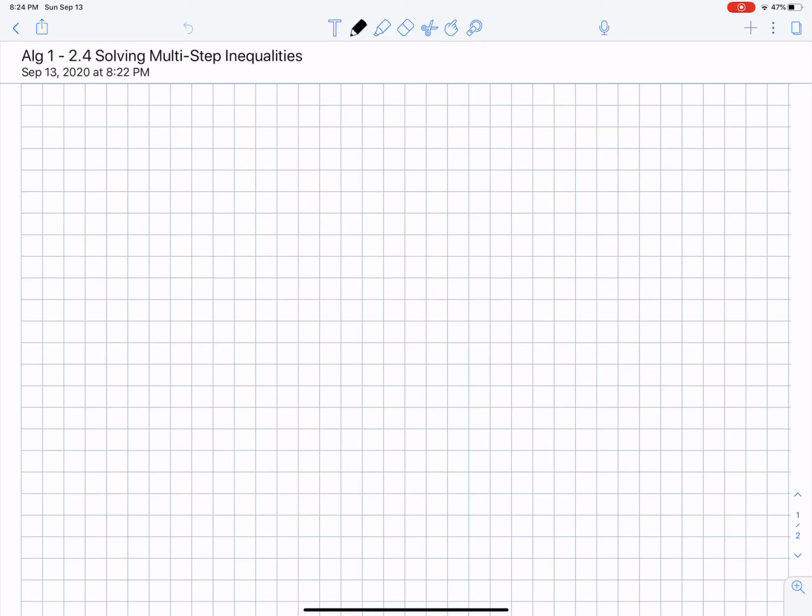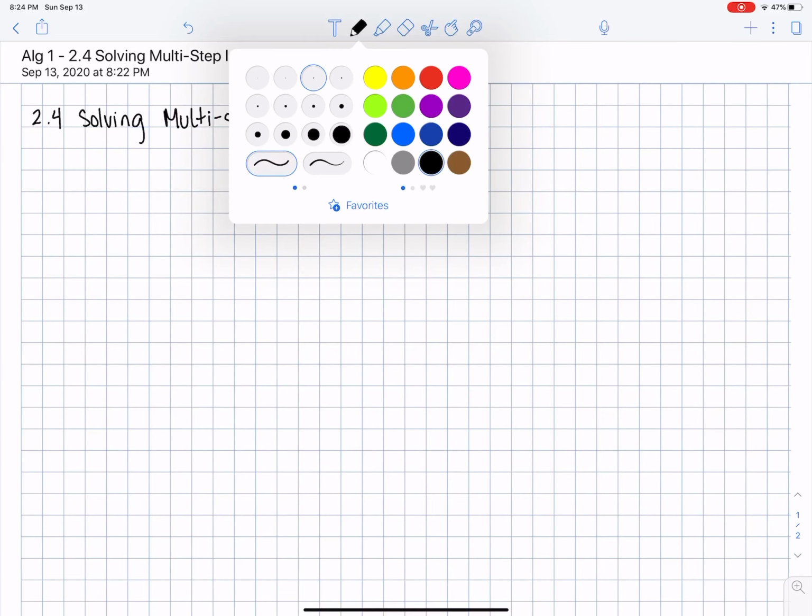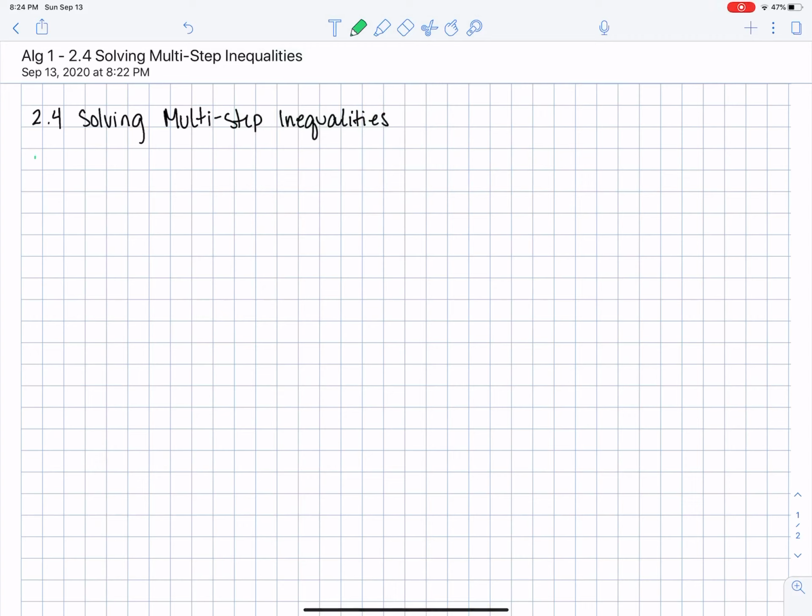Hi, Algebra 1. So we are on Chapter 2, Section 4, solving multi-step inequalities. We're jumping a few sections because these are very similar to solving equations. But now, let's spell this correctly, inequalities. We have those inequality signs. So the first thing I'm going to do is actually jump in with examples, and then we'll come to our rules for this one. I think it's kind of best to work backwards.